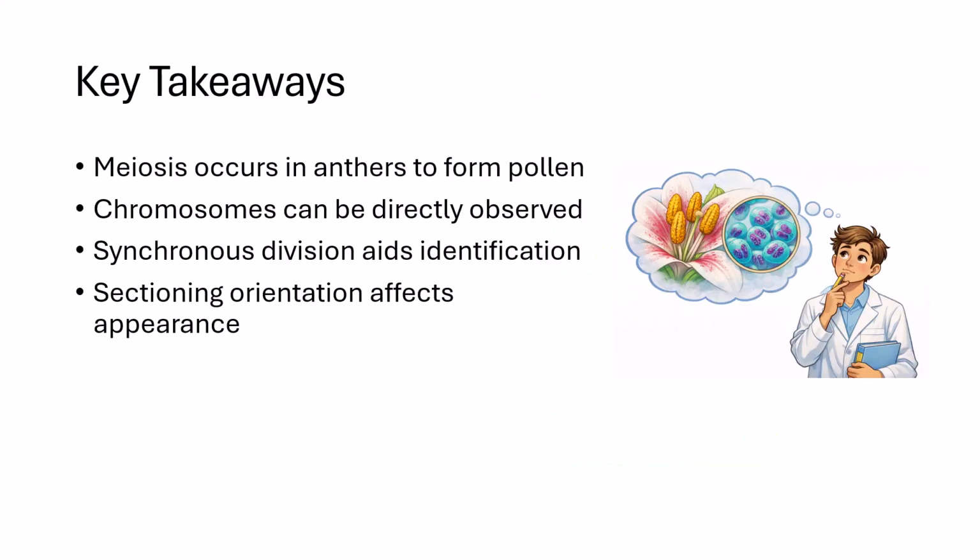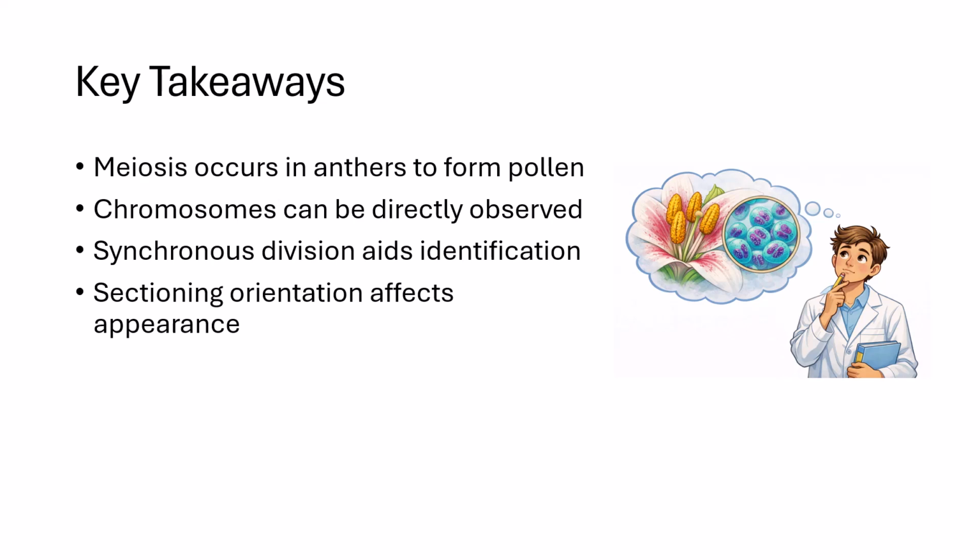This activity shows that meiosis takes place in the anthers where pollen is formed. The cells you observed are undergoing meiosis to produce haploid cells that will eventually become male gametes. Because the chromosomes are condensed and stained, you can directly see their arrangement and movement during different stages of division, allowing you to identify specific phases of meiosis.